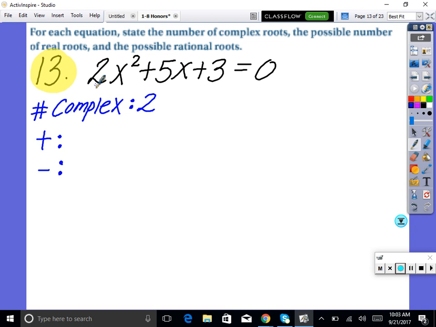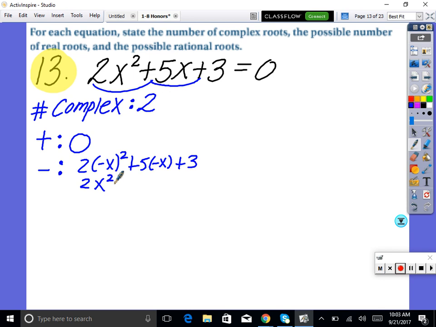So change the sign. Positive to positive, nope. Positive to positive, no. We know for a fact it is never crossing the positive x-axis. Let's test negative. That would be plugging in a negative, so that would be 2 times negative x squared plus 5 times negative x plus 3, so that would be 2x squared still, minus 5x plus 3. So yep, 1, 2. So we have 2 or 0. So we don't know for sure, but we're just listing out possibilities.